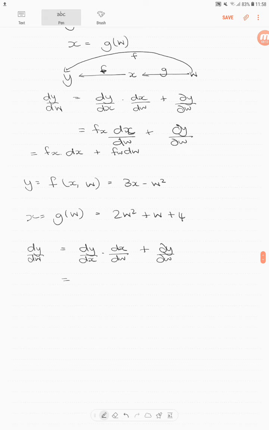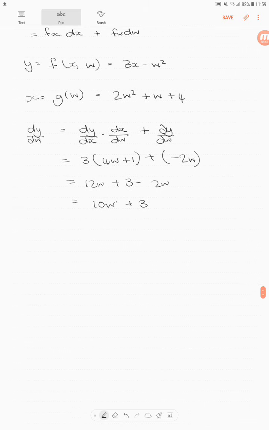dy/dx is equal to 3. The dx/dw is this function's derivative, which is 4w plus 1, plus the partial derivative dy/dw is minus 2w. If we simplify, we end up with 10w plus 3. Alternatively, we could replace x with 2w squared plus w plus 4 in this first function, simplify, and then take the derivative. You will end up with the same answer, but with additional steps.